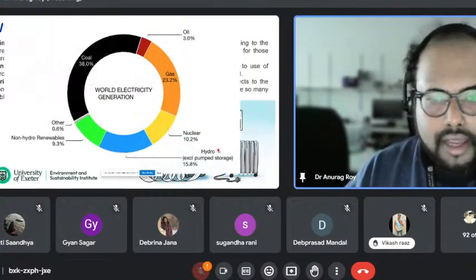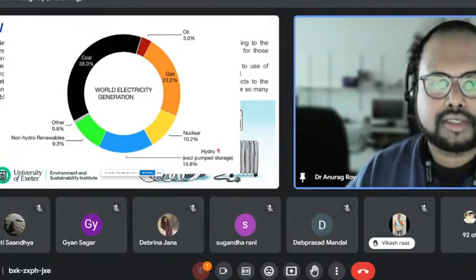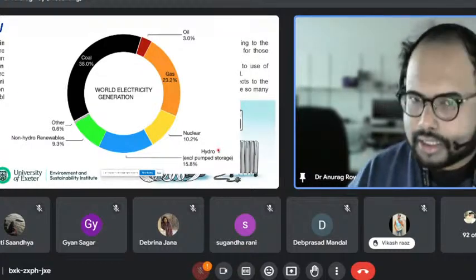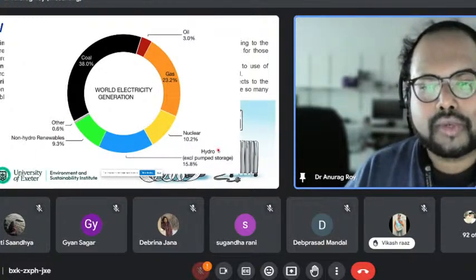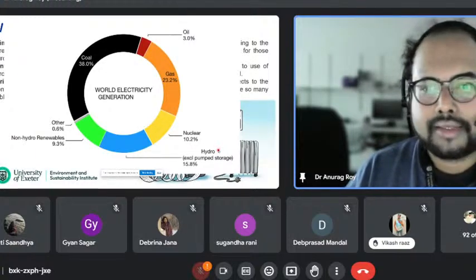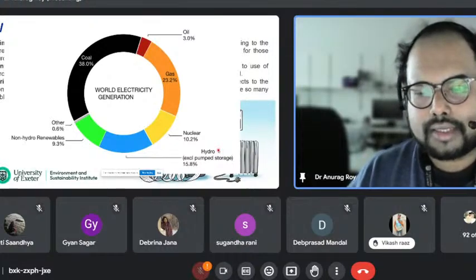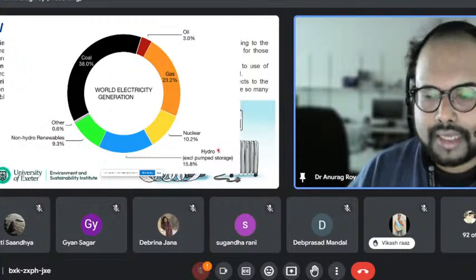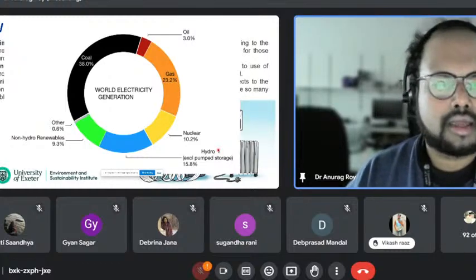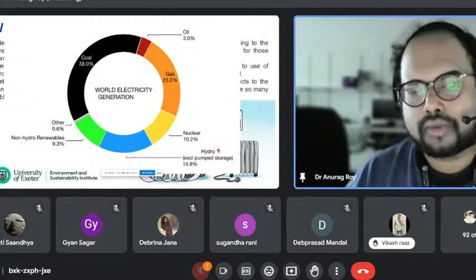Just a current scenario of what world electricity generation is at this moment. From coal, we are getting 38% of energy. This is worldwide. From gas, 23.2%, and from oil 3%. Nuclear, 10.2%. Hydro is quite interesting, it's 15.8%. Approximately others 0.6%, and non-hydro renewables, which includes solar as well, 9.3%.